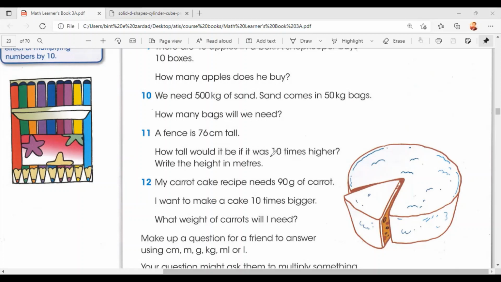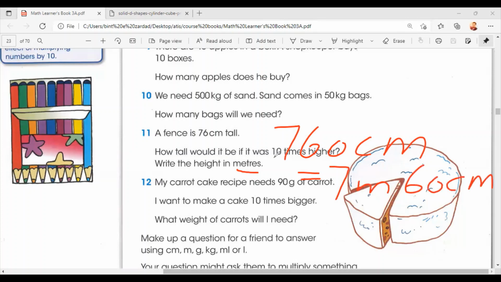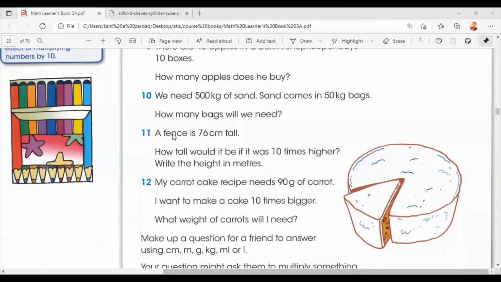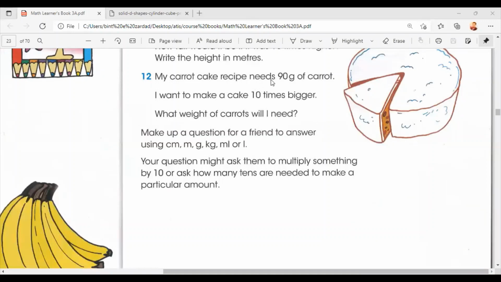A fence is 76 centimeters. How tall would it be 10 times higher? 76 multiplied by 10, 760. But it's written to write the height in meters. So 760 centimeters equals 7 meters and 60 centimeters. Question number 12. I need 90 grams of carrot. I want to make 10 cakes. So 90 multiplied by 10 equals 900.